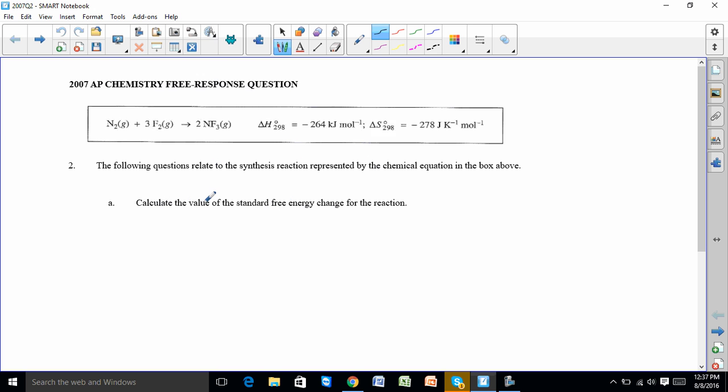Calculate the value of the standard free energy change. On your worksheet it says right here, delta G naught. That didn't drag into this smartboard. So we're solving for delta G, and we know delta H, we know delta S, so this is a pretty easy problem.